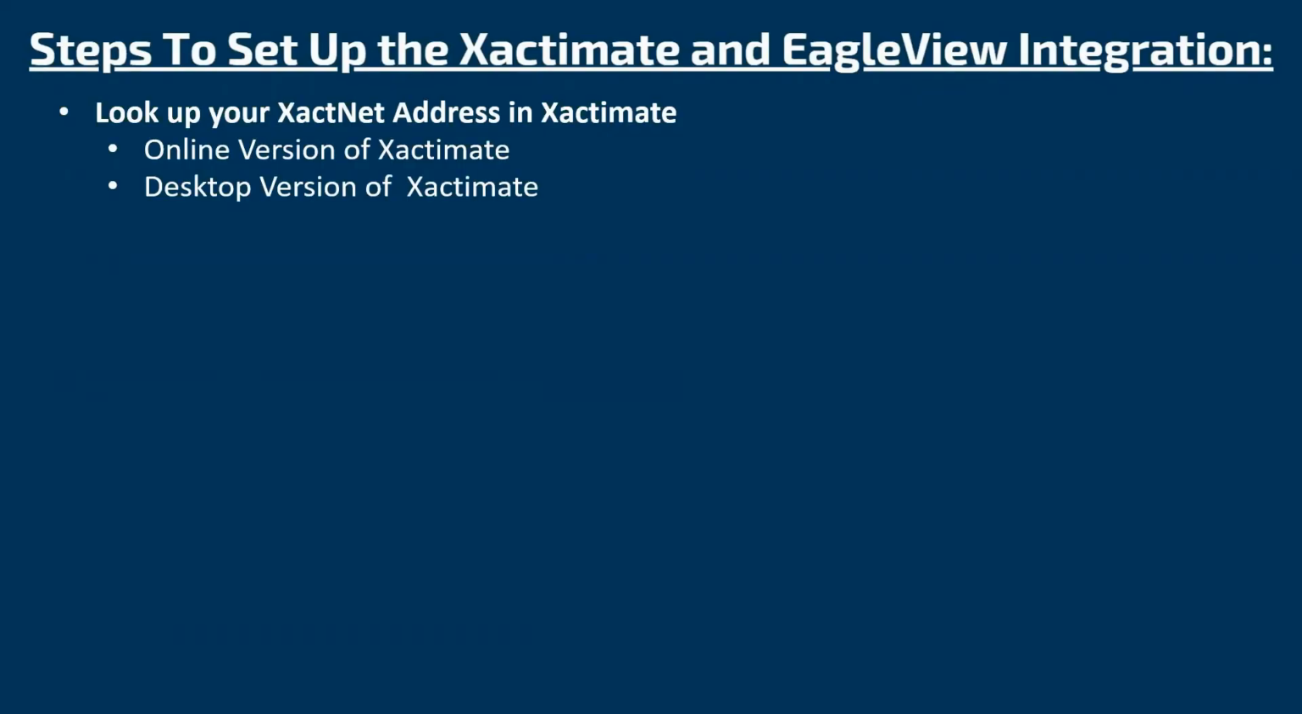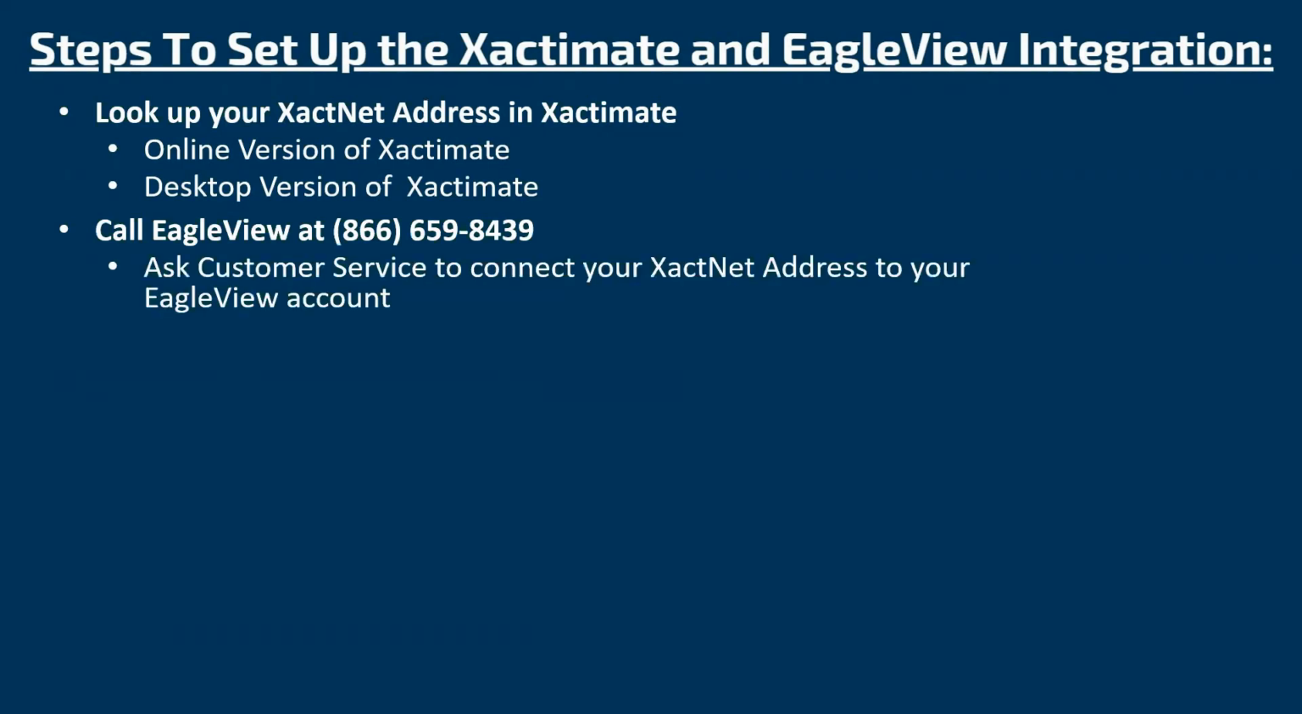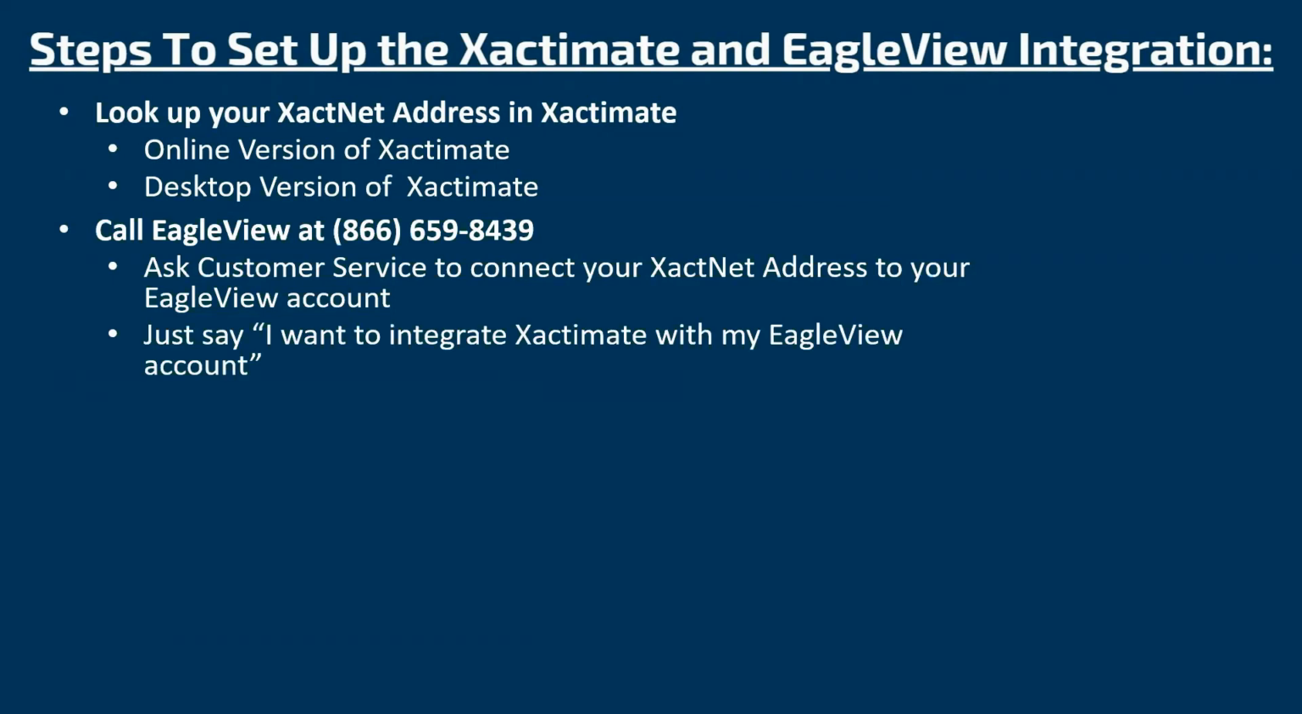All right, now that we've got our ExactNet address all ready to go, we're going to go ahead and call EagleView at 866-659-8439. All you need to do is ask customer service to connect that ExactNet address that we just discovered to your EagleView account. And that's all you need to do. You just need to say, I want to integrate Xactimate with my EagleView account. Have your ExactNet address ready to go, and they will get that done for you.